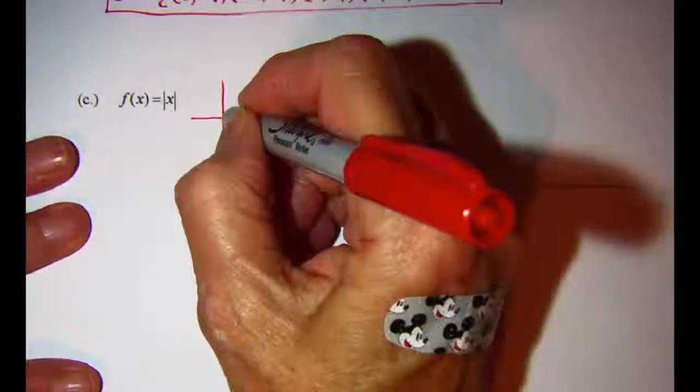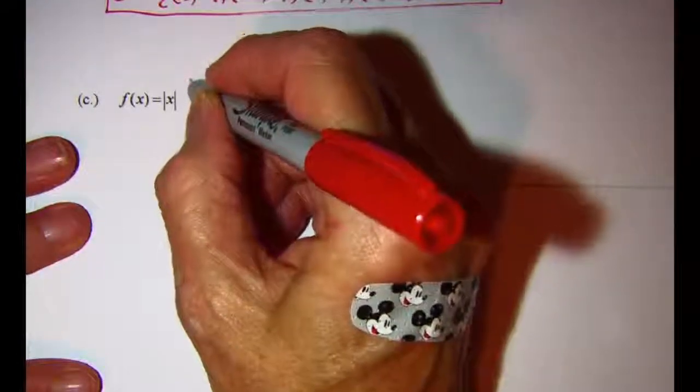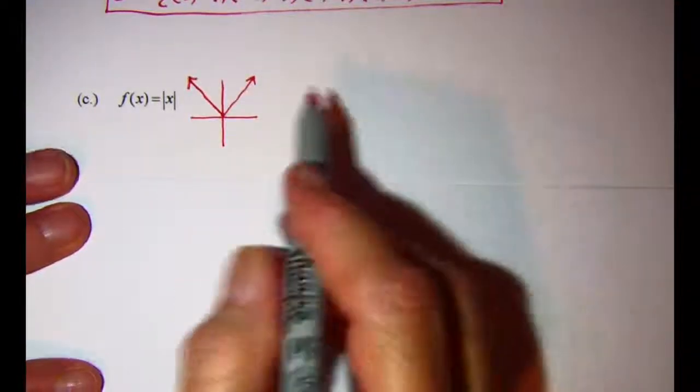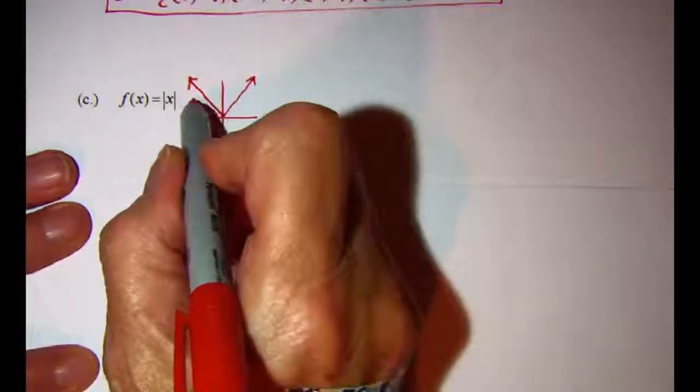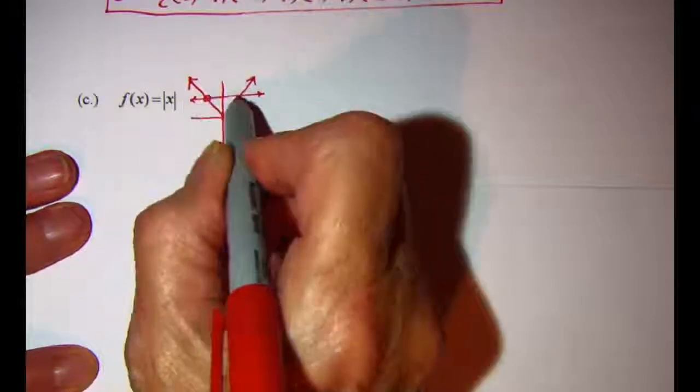Our next example, we know that this is the absolute value graph, and I'm going to look at the graph of that. Remember, the absolute value graph looks like a V, and we can see using the horizontal line test that this function is not one-to-one.